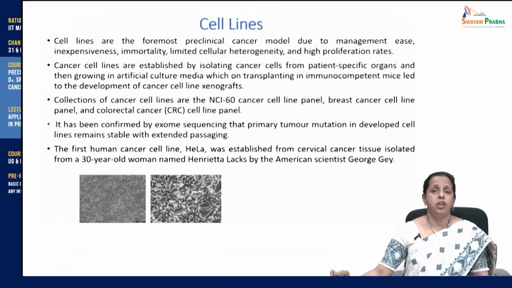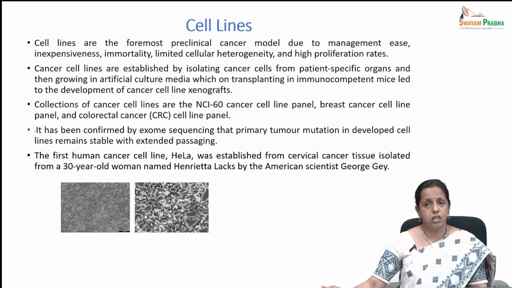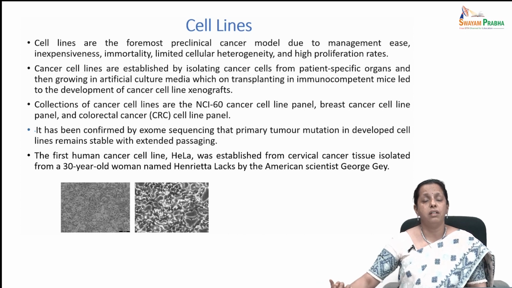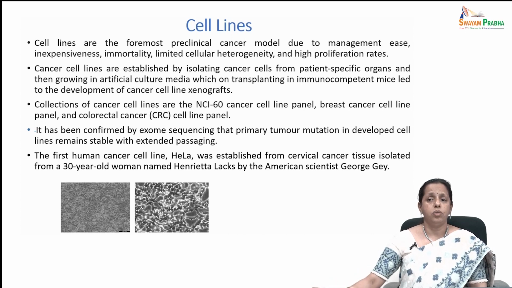A continuously growing cancer cell line is a very important resource for studying the mechanism of anti-neoplastic drugs or anti-cancer therapeutics, to study the mechanism of tumorigenesis, and to study any other mechanistic pathways. There are several cell lines developed, especially from the American Type Culture Collection. As I mentioned before, there is an NCI 60 cancer cell line panel, the breast cancer panel, and the colorectal cell panel.